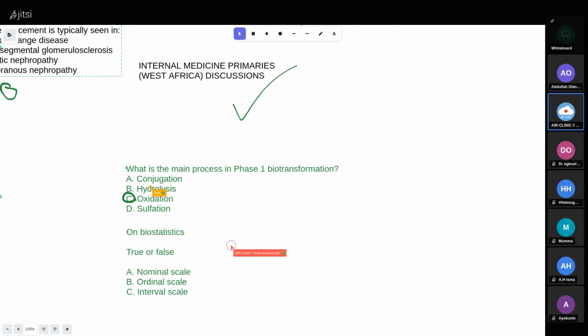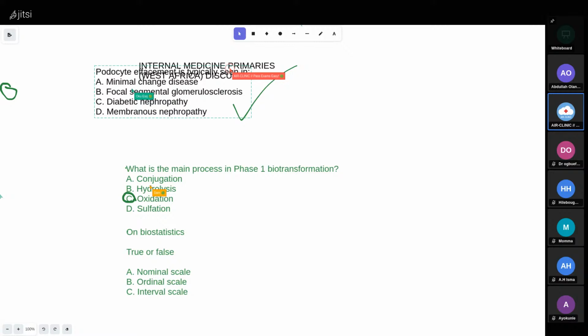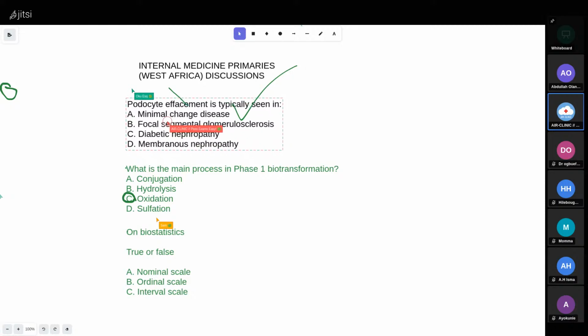Somebody has started moving this thing again. You guys are frustrating me. Dr. Oko, why are you moving it? Put your phone in landscape mode. You'll see it properly. You'll see it clearly. When you move it, there are a lot of things that will change. Now we don't know which option that we ticked earlier. Other people will not see it.